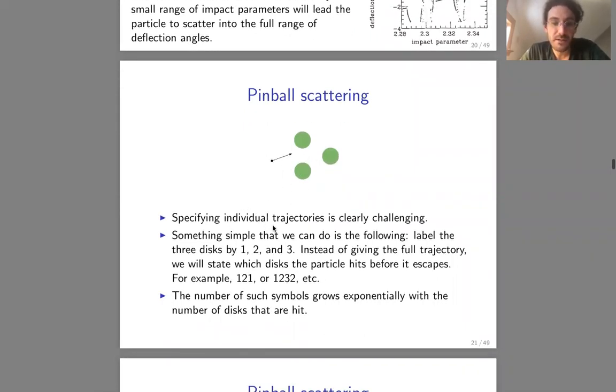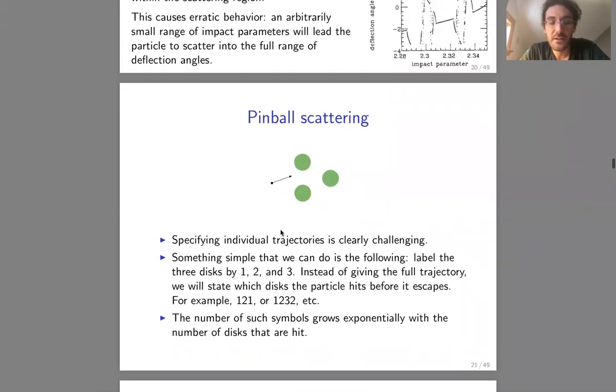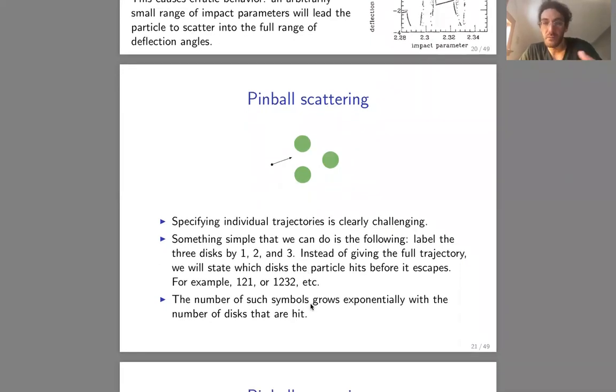What's nice about this example is that specifying initial conditions is clearly challenging, but something simple that one can do instead is labeling the three disks by 1, 2, and 3, and then instead of giving the full trajectory, just stating which disks the particle hits before it escapes. For instance, 1, 2, 1, or 1, 2, 3, 2, and so on. And we could try to use this as a replacement for the initial conditions. Instead of giving the initial conditions, which is this impact parameter, a real number with many digits after the decimal place, and we know we need to keep many because it's chaotic, we'll instead specify which disks get hit in which order.